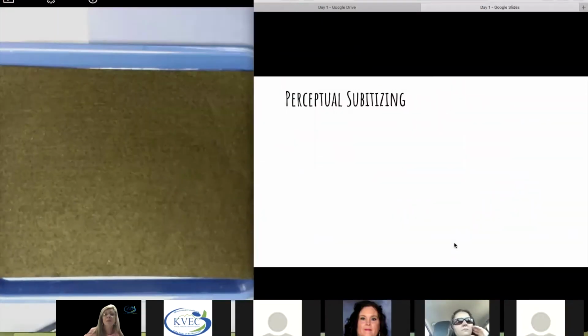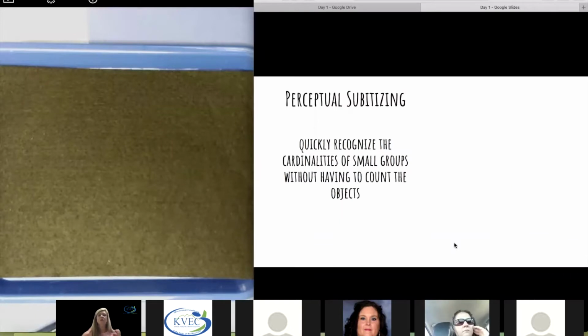Subitizing, I told you we'd talk about that a little bit. Perceptual subitizing is just looking at it quickly and knowing that that is an amount. You don't have to count it, you just look at it. It's one whole group, you know it. Like this, we can look at that real quick and we see that that is 3.